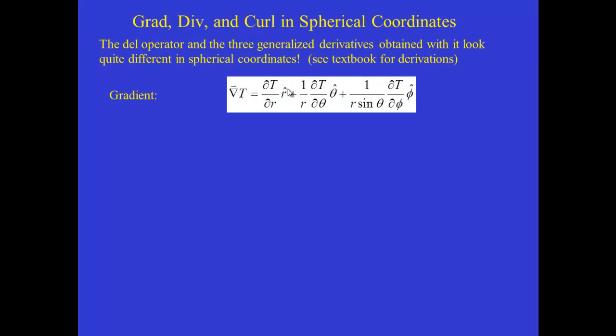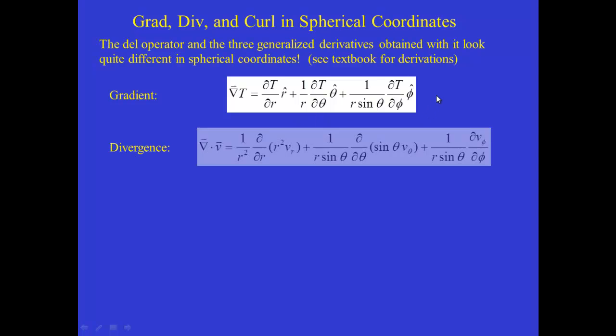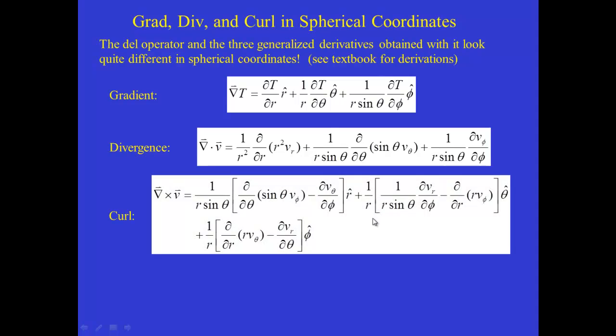But you'll see the gradient doesn't look too bad, although one sees more than simply the derivatives of a function with respect to r, theta, and phi. One sees a 1 over r term and then a 1 over r sine theta term. So things are a little bit more complicated than you might remember from Cartesian coordinates. And this becomes really obvious when we look at the divergence and when we look at the curl. The curl being a vector operator, giving us a vector as a result, is even more complicated because we have separate r hat, theta hat, and phi hat components.